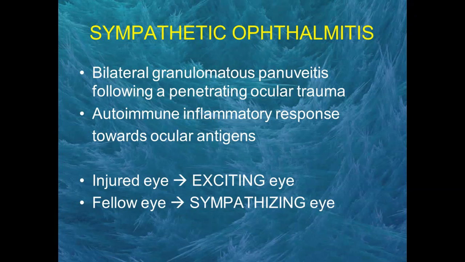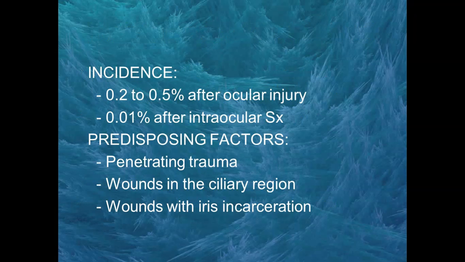The injured eye in this case is called the exciting eye, which is going to bring about changes in the other eye, and the fellow eye is called the sympathizing eye. The incidence of sympathetic ophthalmitis varies from 0.2 to 0.5% after ocular injury. It is a little less after intraocular surgeries, around 0.01%.